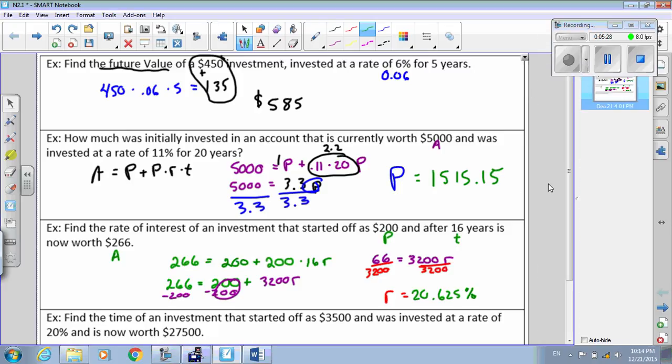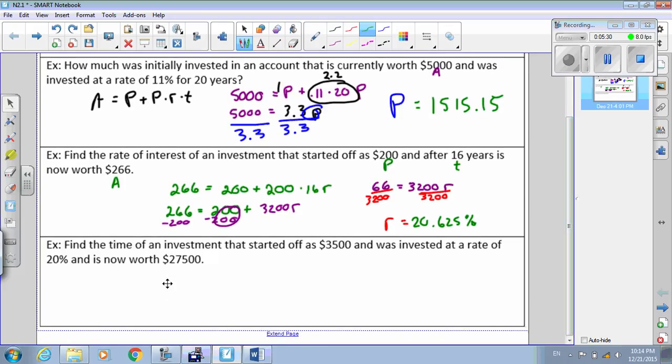And final question to round off solving simple interest questions. Find the time. So it's the only thing that was left. So started off, this is the principal, rate R 20%, and now this is the amount. So I have 27,500 equals my principal, which is 3,500, plus my principal again, which was multiplied by a rate of 20% or 2/10, and my time.